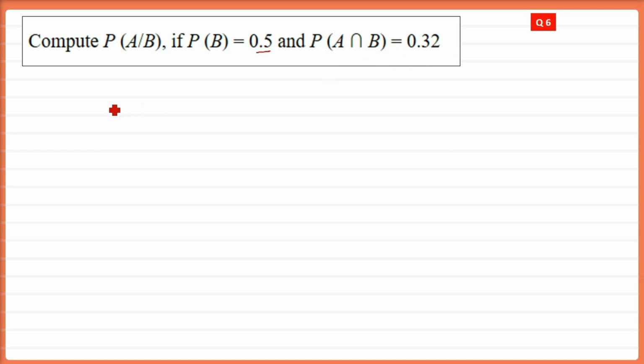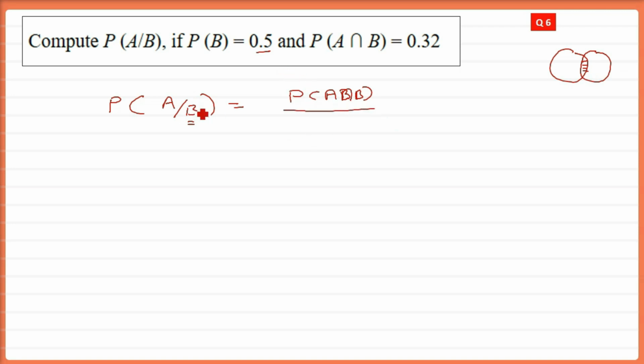Now let me tell you the formula first. This is P(A/B). It is not divide. If you know the probability of B, what is the probability of A? This is P(A/B), a conditional probability. In the numerator, it will always be the intersection of these two sets. If you take the intersection of A with B or B with A, it remains the same.